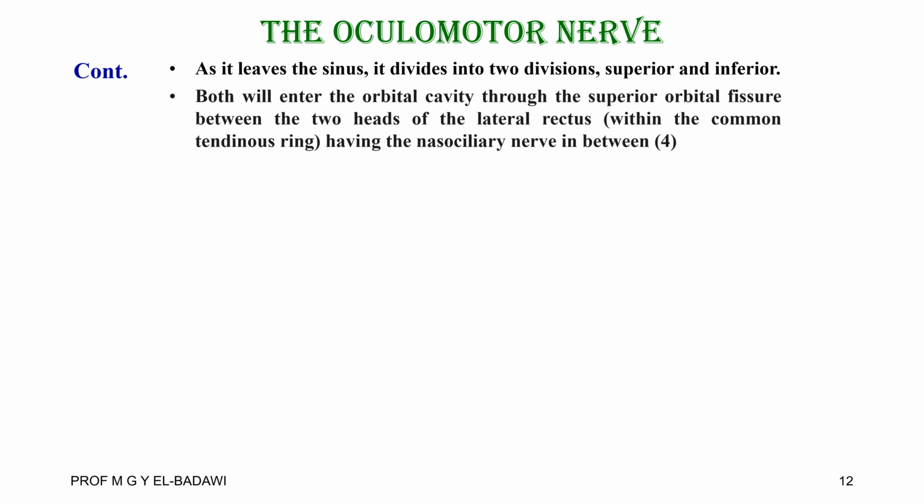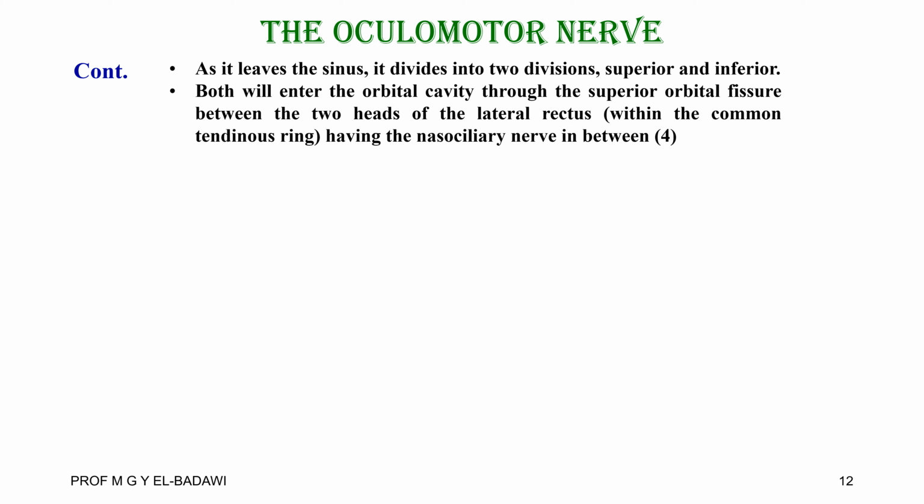It leaves the sinus, divides into two divisions, superior and inferior. Both of them will enter the orbital cavity through the superior orbital fissure between the two heads of the lateral rectus within the common tendinous ring, having the nasociliary nerve in between both of them. This has been shown in figure 4.